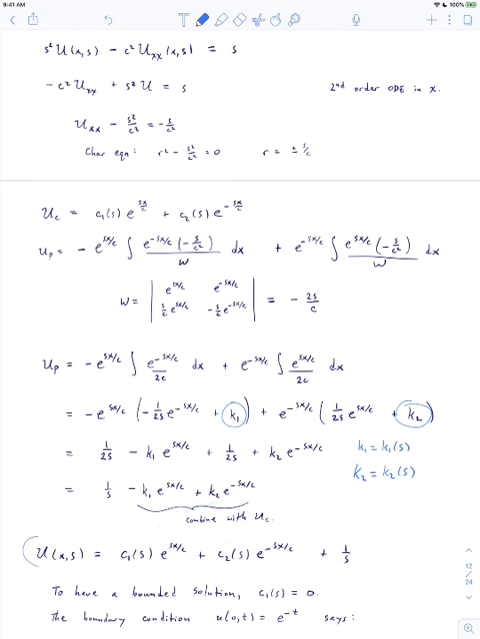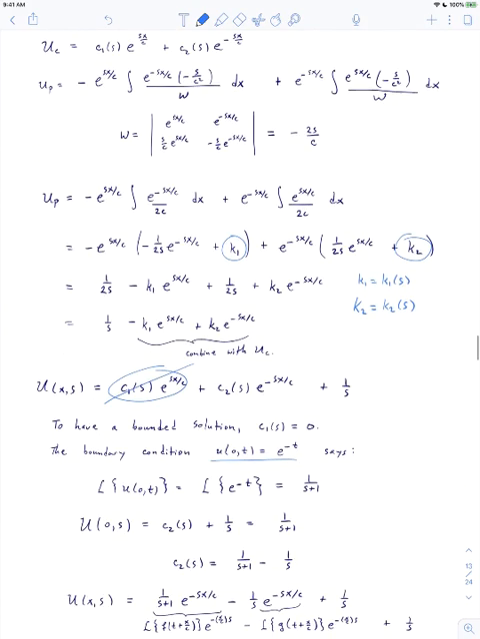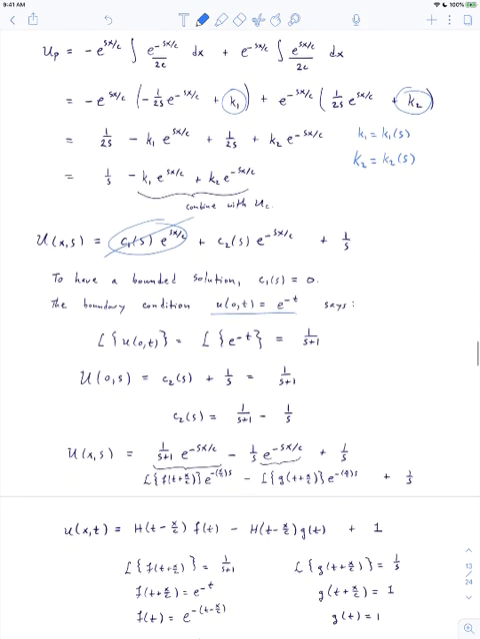So you get that your capital U is equal to some constant with respect to x, but it might have some s's in it. So it's c1(s) times e to the sx over c plus c2(s) e to the minus sx over c plus 1 over s, our particular solution. Now again, it's the same deal. We want to have a bounded solution, so this term needs to go away. So you just choose c1 at s equals 0. The boundary condition says that lowercase u at 0 comma t is equal to e to the negative t. So if we compute the Laplace transform of that, let's just scroll up a bit.